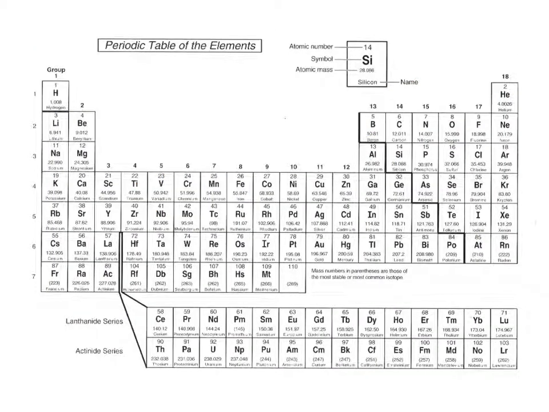Now I'm going to mention some of the famous groups in the periodic table. The first group I want to talk about is the Alkali Group.